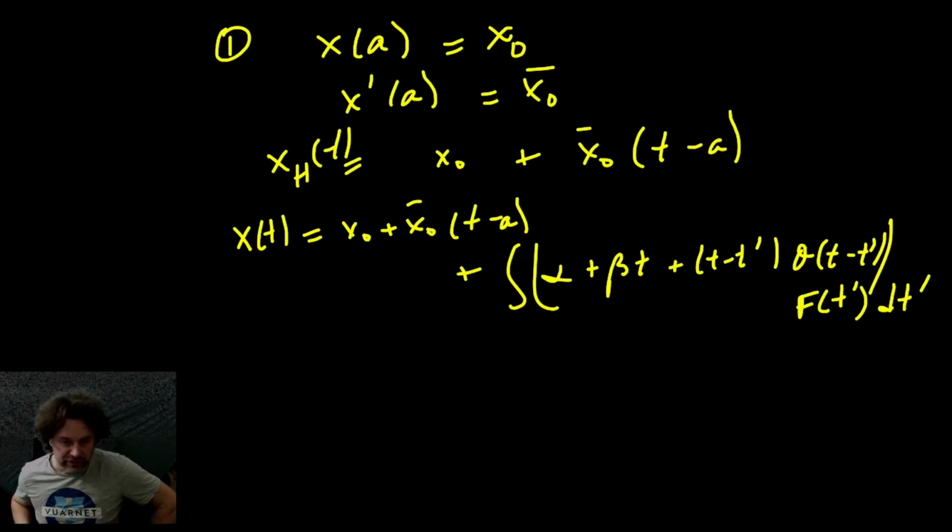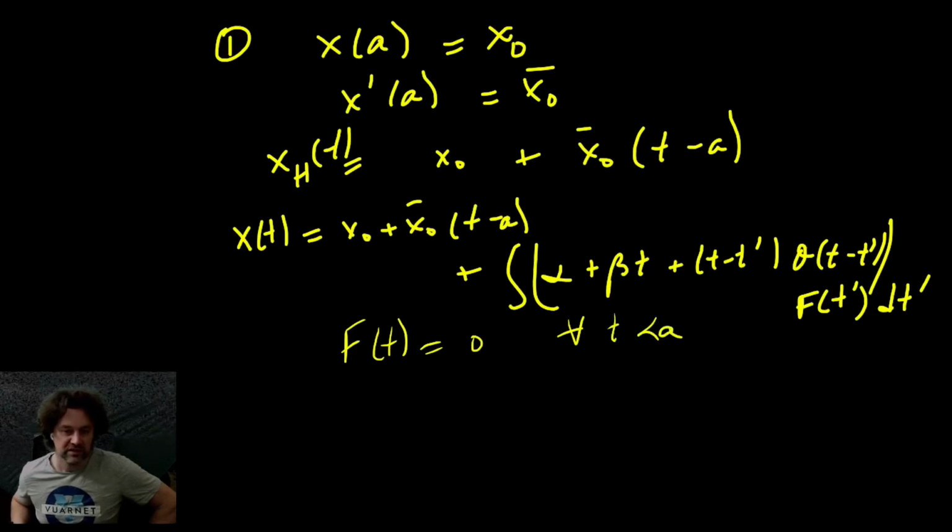So if we introduce a causality constraint on f of t, so let's say that f of t equals 0 for all t less than a. That's a reasonable causality constraint. So only the contributions from a to infinity for this integral matter.